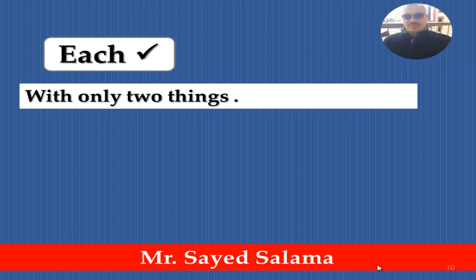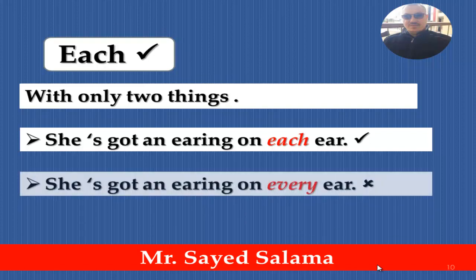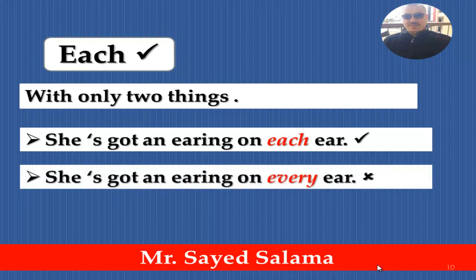This is an example to clarify. She's got an earring on each ear. How many ears has she got? We have only two ears, so on each ear. She's got an earring on every ear. This is not correct, because we are talking about two things. Don't say every ear.